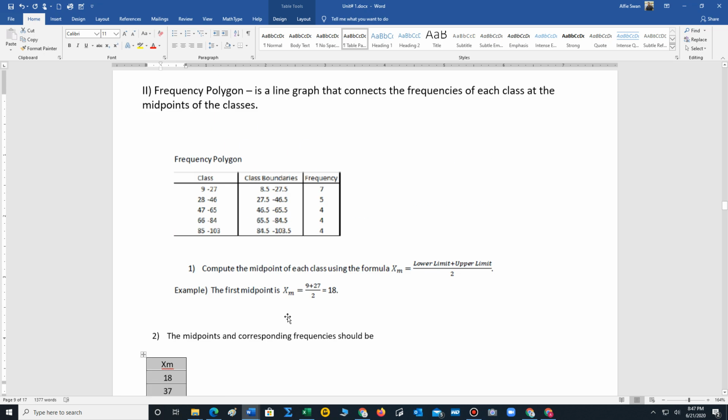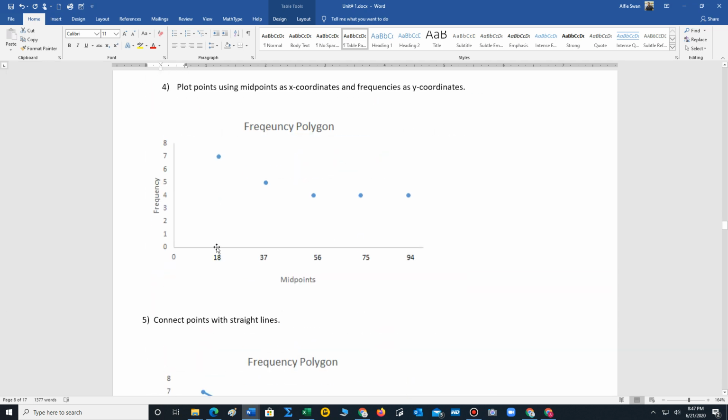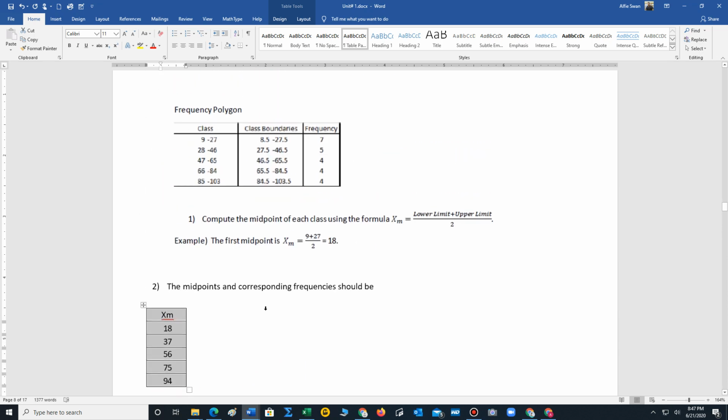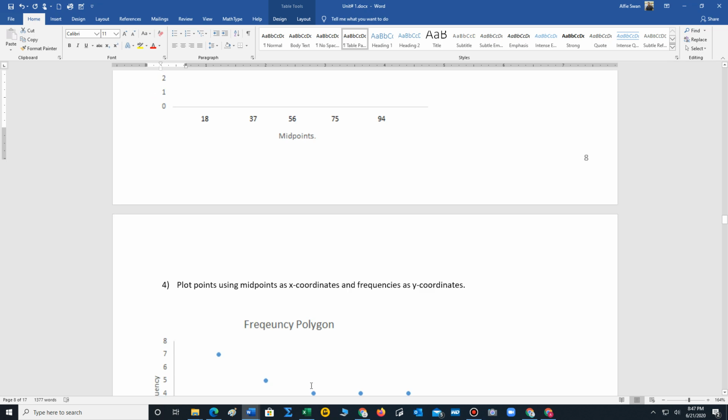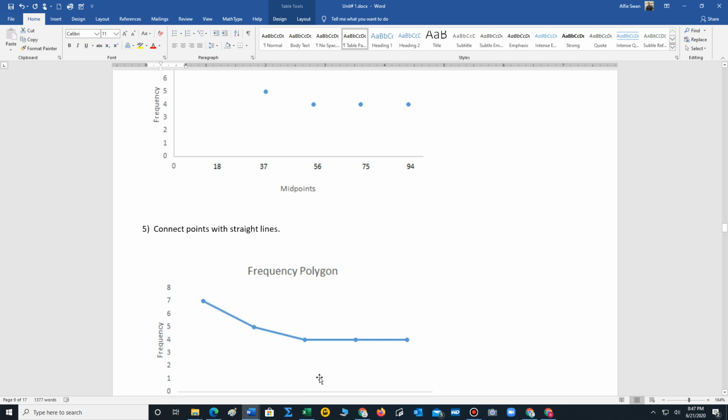So 18, that will be your x value, y will be 7. So at 18, we go up 7 units and make a dot. And then for 37, we go up 5 units and you plot your point, and then for all the others we plot 4. Now the next step, you connect all the points with straight lines.